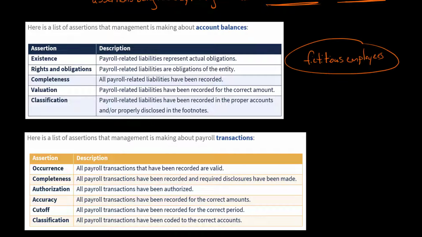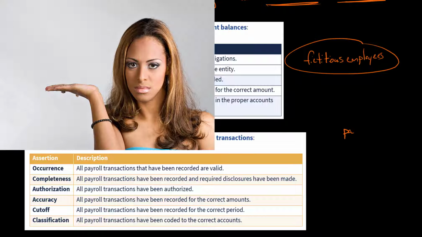Okay, so if we have fictitious employees, then we're going to say, well, did these liabilities even really exist, or are these actually obligations of this company? Now, completeness is generally not as big an issue with payroll, because if you think about it, if you are saying, okay, have all payroll transactions been recorded? Have we recorded all the payroll-related liabilities? Well, if you haven't, then some employees might complain, hey, I didn't get paid. Employees will come forward and say, hey, I didn't get paid here. And so they will complain, and so normally completeness is not as big of an issue.